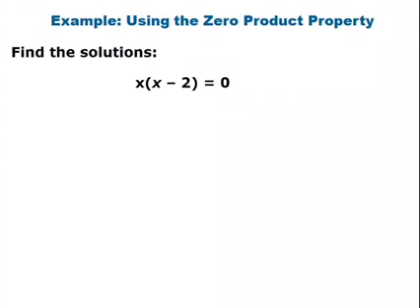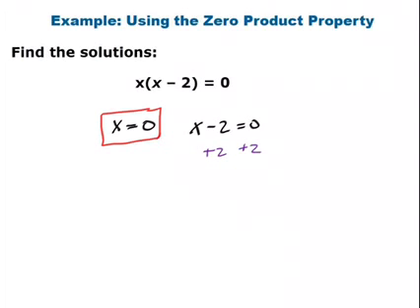Same idea here. We just want to set each factored piece equal to 0. In this case, it looks like they factored out a GCF of x. So you've got x times x minus 2 equals 0. So set each piece equal to 0 and solve. Well, in this case, the x equals 0 part's already done. There's nothing you can solve there. So it's just x equals 0. And then the other equation, you're going to add 2 to both sides, and you're going to get x equals a positive 2. And you're done. So x equals 0 and x equals 2.